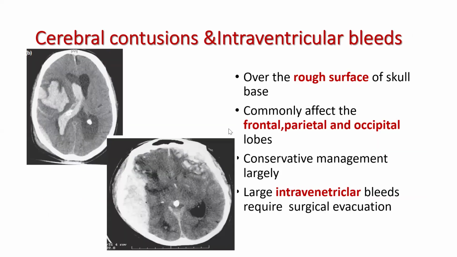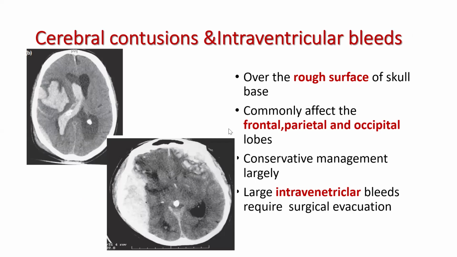The other one is cerebral contusions and intraventricular bleeds. These usually occur when the accident has occurred and the brain shakes or moves around over the rough surface of the skull base.